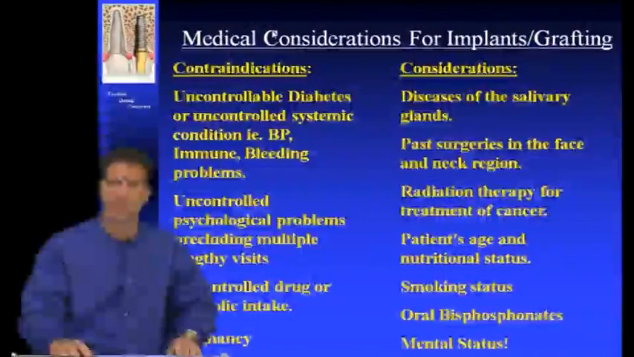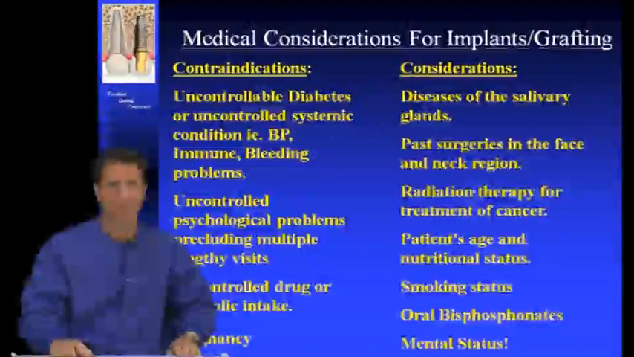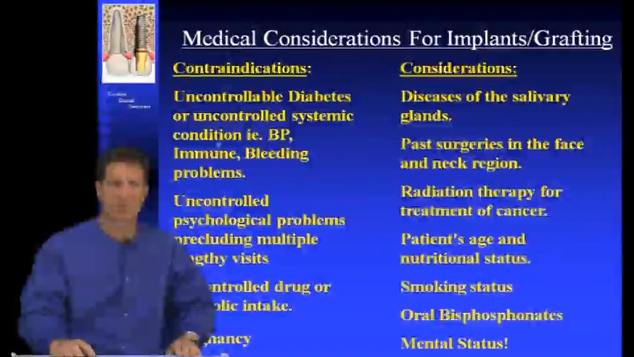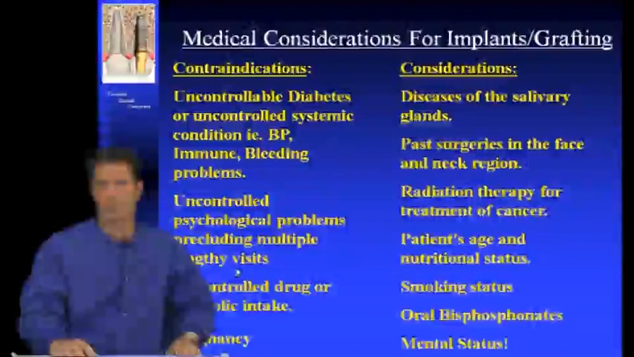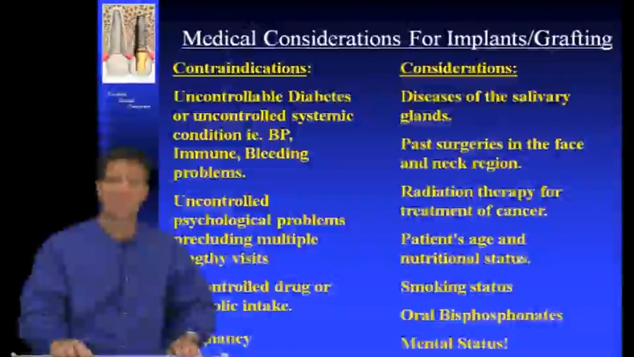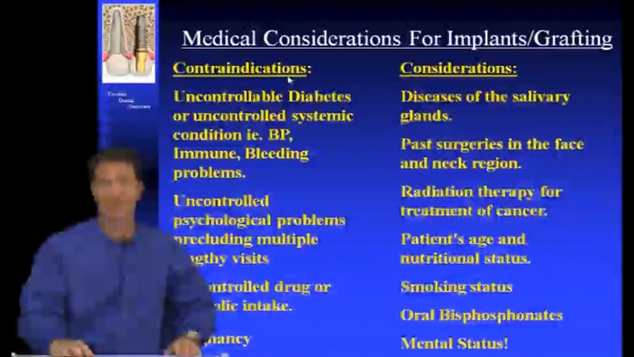When you're looking at the medical condition of a patient prior to implant or during implant treatment planning, basically the only contraindications are any uncontrollable disease, uncontrollable psychological problems, any uncontrolled drug or alcoholic intake, and pregnancy, of course. Considerations are smoking and past radiation. Anything that's uncontrolled is going to require a conversation with the patient's physician.